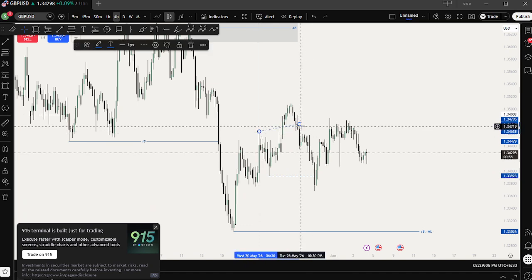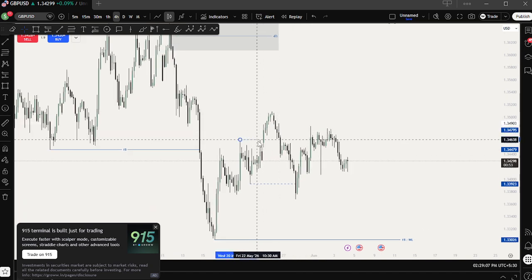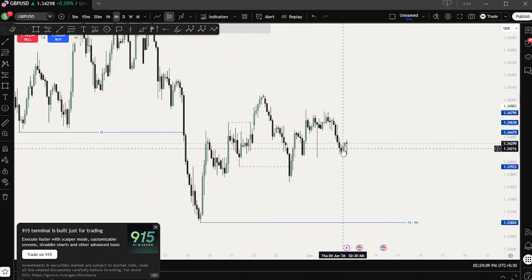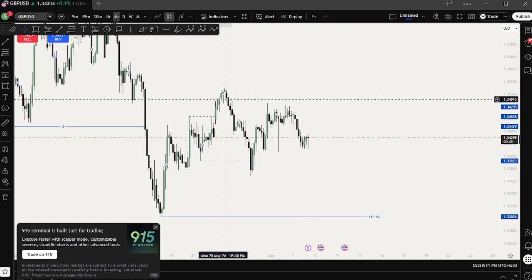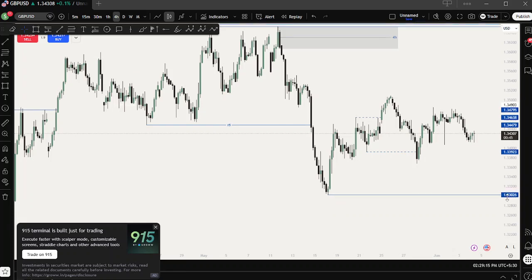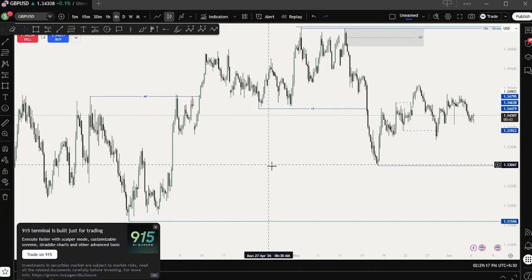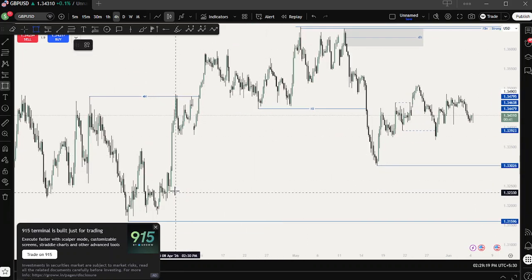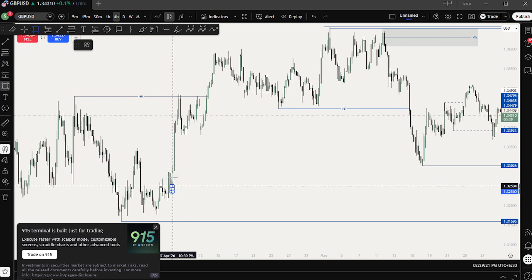This is the internal structure. This would be the strong high, this would be the weak low. Let me mark the POIs.